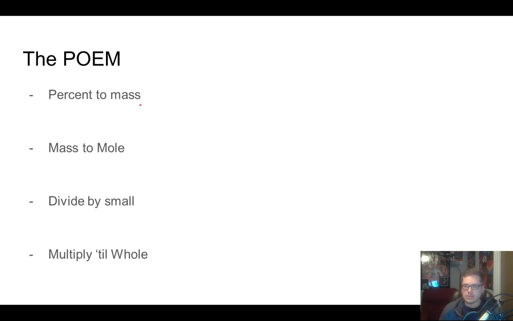So this is the poem we use to calculate the empirical formula. This is an important poem. This is on the back of the periodic table you have as well, and it's very useful. So we go percent to mass to mole, divide by small, multiply to the whole. So if you're given percentages, you convert them to their masses, and I'll show you the trick on how to do that. Once you have the masses, you need to convert that to moles. That means you need to use the molar mass. Remember all that stuff from before? Pretty exciting.